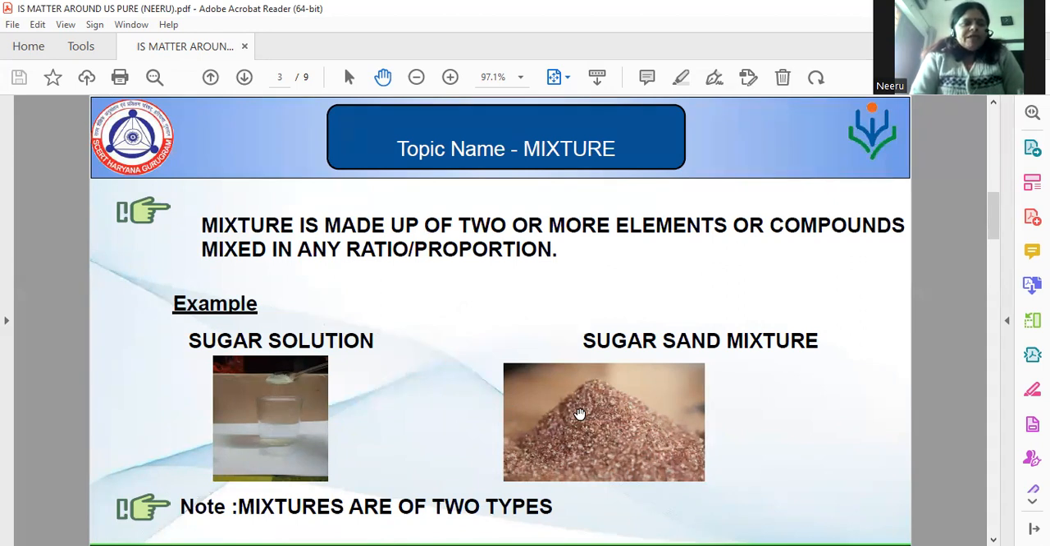In this way, we can say that a mixture is something where two or more elements or compounds, here I am highlighting the words elements and compounds, are mixed. So it can be made from one or two or more elements, mixed in any ratio or proportion. Again, mixtures are of two types. Let's proceed.